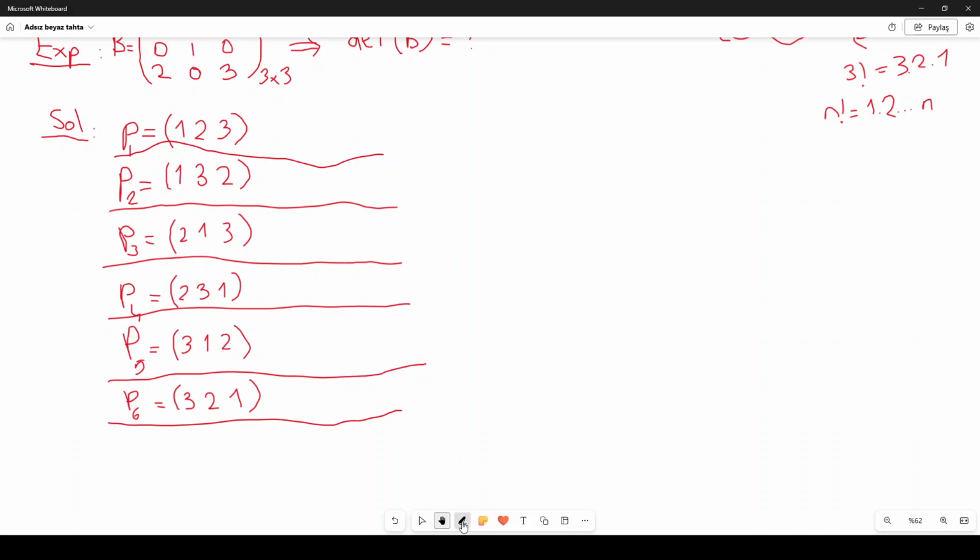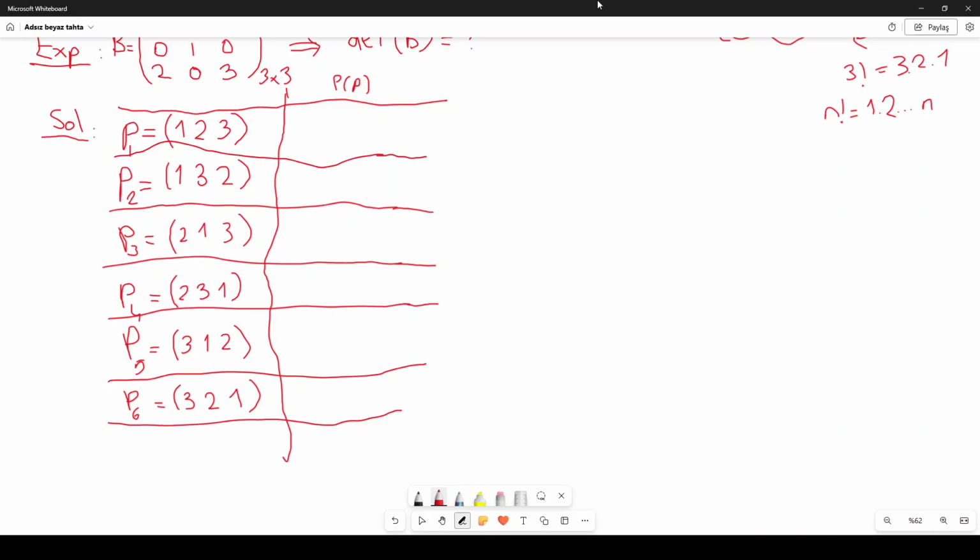Now, what should I do? Okay, now I need to find the sign of each permutation, guys. So what are the signs of these permutations? Say rho p values. They are either +1 or -1, depending on the number of operations. This even or odd number of operations for these permutations is also called the parity of the permutation. It's even parity or odd parity. So we will check it.